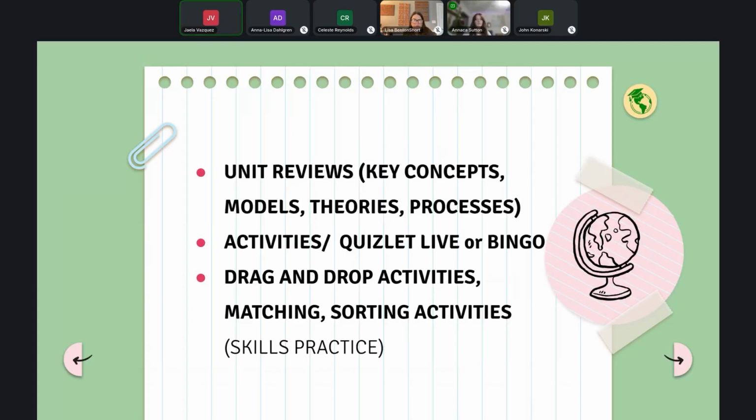Other activities that I do in class are unit reviews. And that is obviously just unit by unit, right? Unit 6, 5, 4. And in these units, I focus on the concepts, models, theories, and processes. I divide it that way. Additionally, Quizlet Live, or I do vocabulary bingo, and also drag and drop activities, matching and sorting activities. And I have some samples in the next slide so you can see.